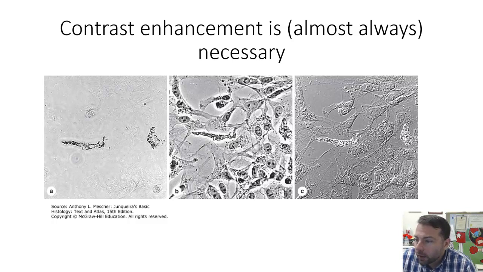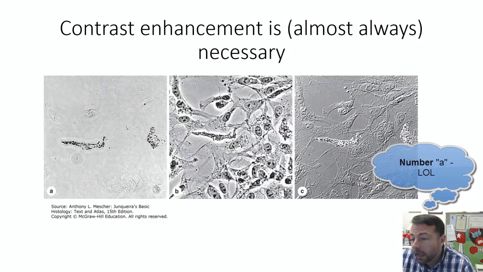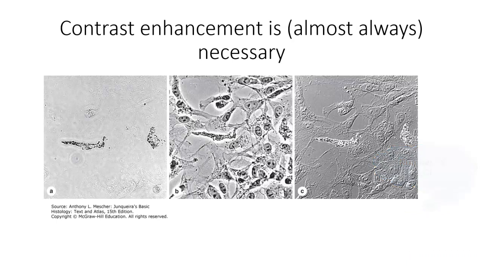If we look at the image on the left on the screen here, number A, and this is from your textbook, this is some cells on a plate, and you notice it doesn't look like there's a whole lot there, and that's because human tissue is by and large clear and colorless. So we have to do something to impart contrast to let us see the variation in the structures inside our cells. So on this page, we're viewing two different ways of imparting contrast using just light itself.